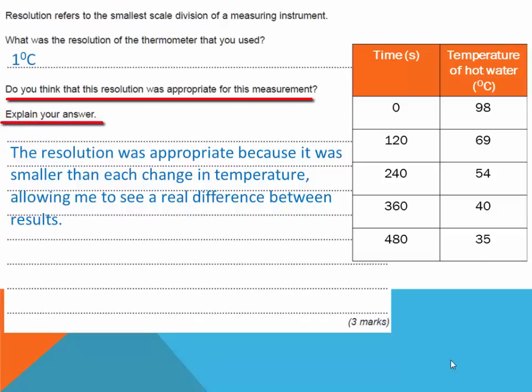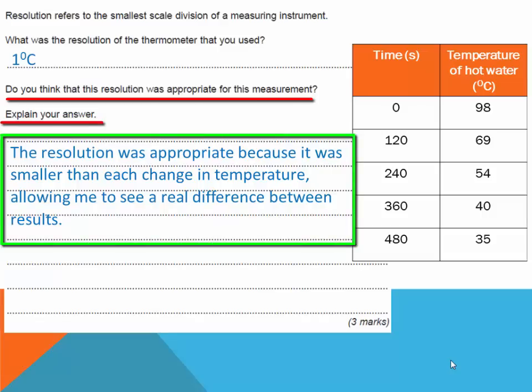Explain. And the candidate replied, the resolution was appropriate because it was smaller than each change in temperature, allowing me to see a real difference between results. So, the first question is, well, was the resolution appropriate? And yes, it was appropriate because I can see a pattern in those temperature measurements. The numbers are going down and they're not all the same.